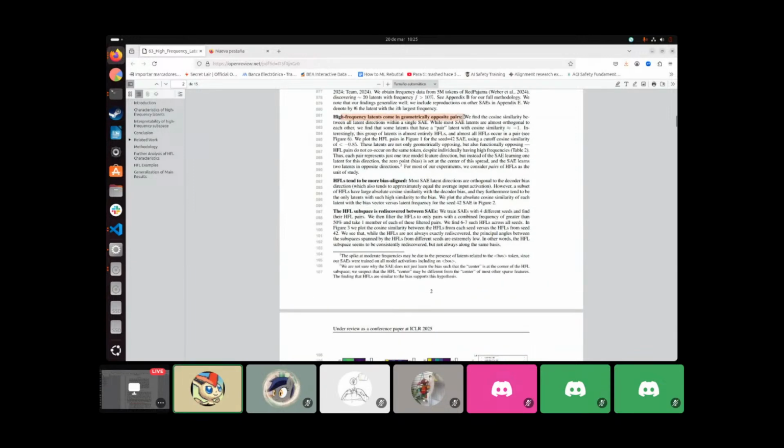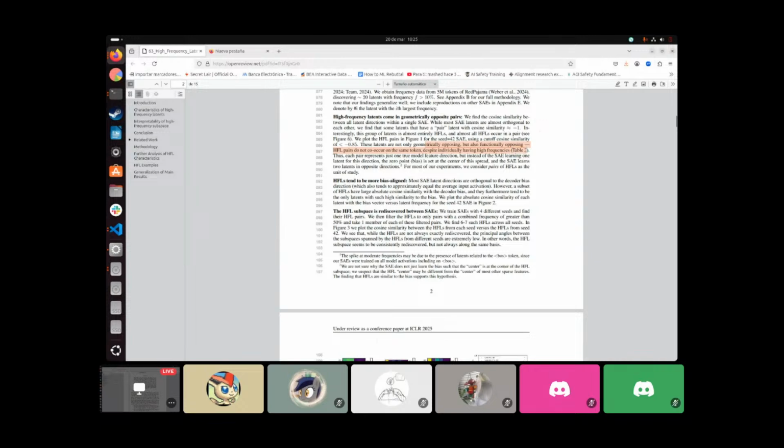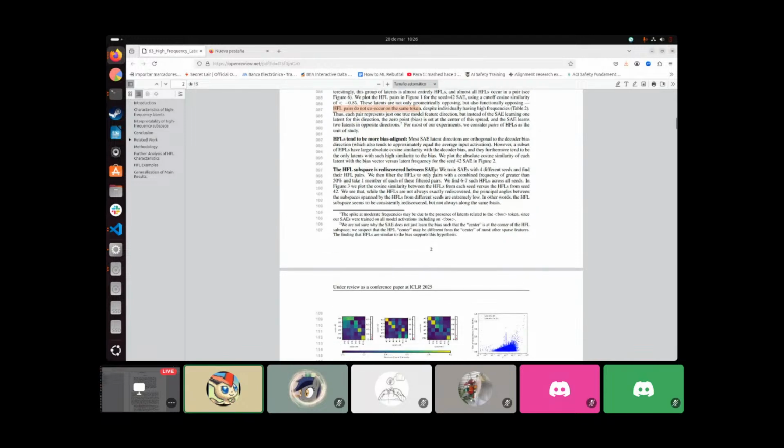High frequency latents come in geometrically opposite pairs. I'm confused by this. Maybe I'm thinking about it wrong, but if you have two latents with cosine similarity -1, can you have them at the same time? It doesn't seem possible. If the activations are some vector pointing in some direction, they can't simultaneously be the same vector pointing in the opposite direction. They cancel out, right? I don't know. I'll think about it more later.